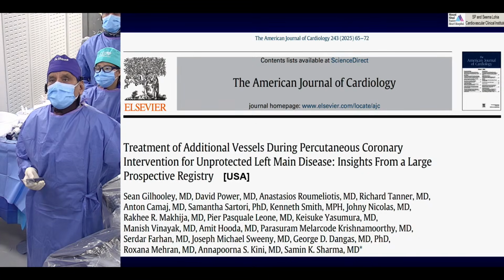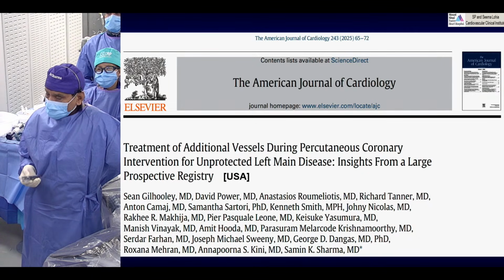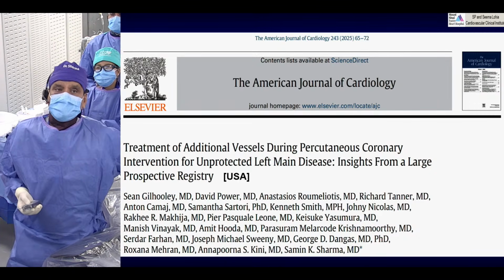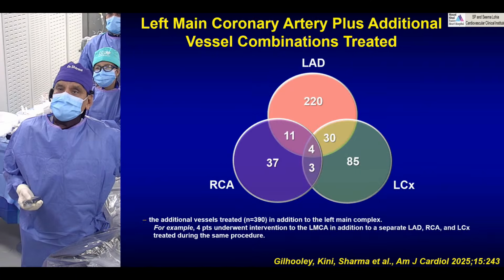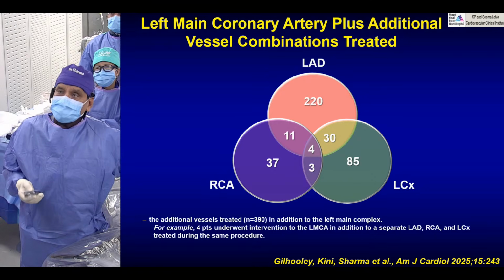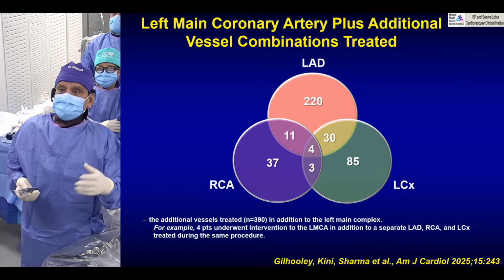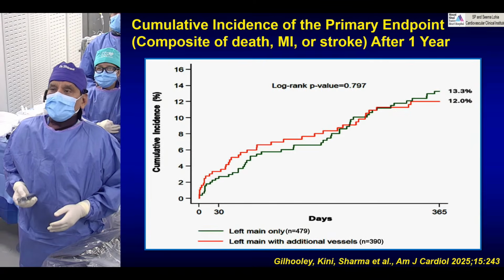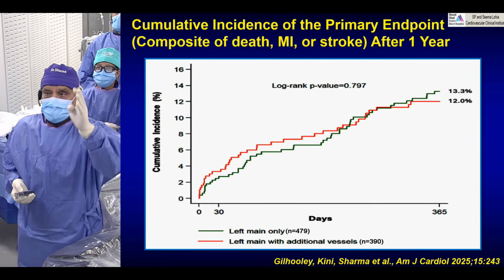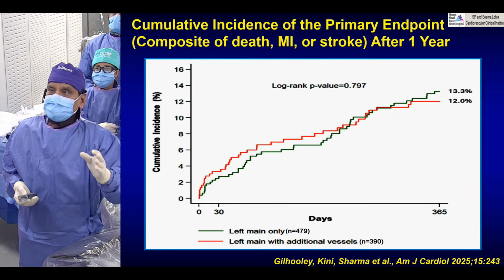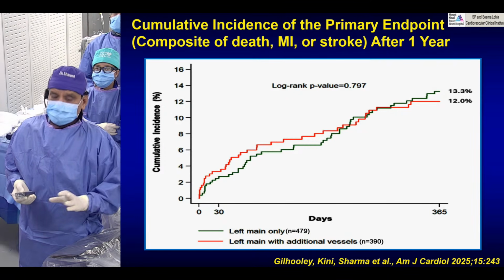Another paper was on the treatment of additional vessels during PCI of the left main. In the majority of left main cases, we say do the PCI of the left main and leave the other vessels for the future. And this is the data which we showed, left main with additional vessels. As you see, additional vessel was treated in 390 patients, and we compared the outcome of left main only, which was 479 patients, and 390 patients with left main plus additional vessel.